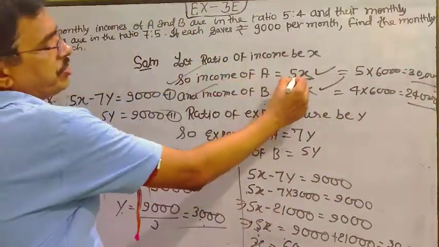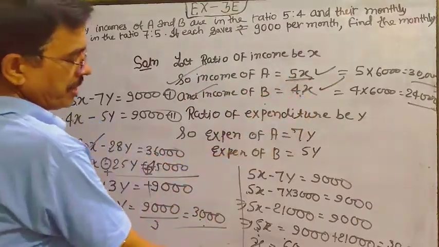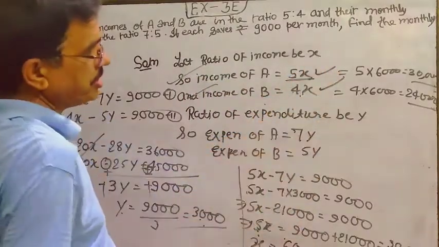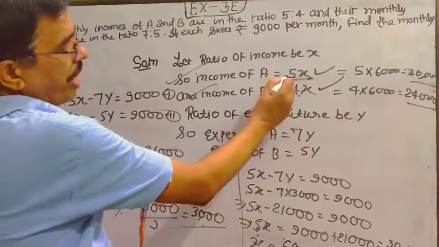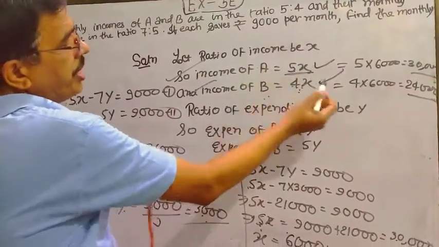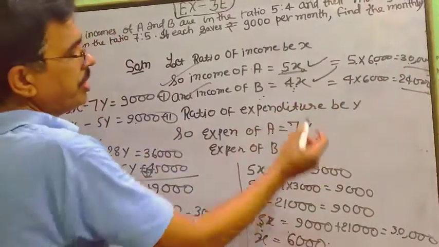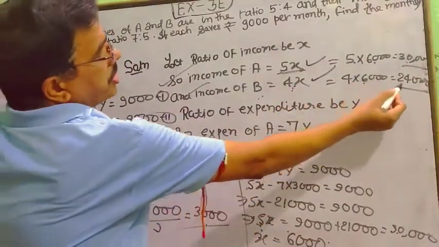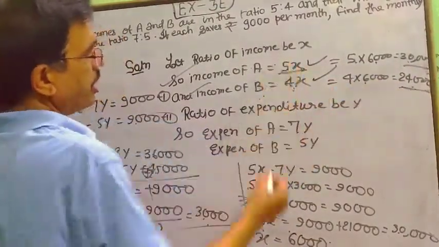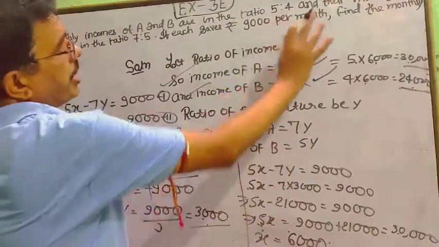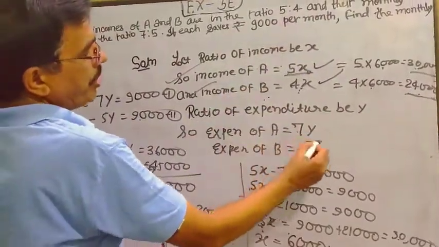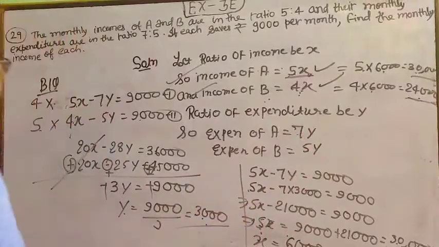So the income is in the ratio of 5x and 4x. So only substitute the value of x in the equation, because your question is only to find the income of A and B. Then the income is 5x, so 5 into 6,000, that is 30,000, and the income is 4x, that is 4 into 6,000, 24,000. It is the income. Your question asks to find the income, so we cannot put the value of y in this question.